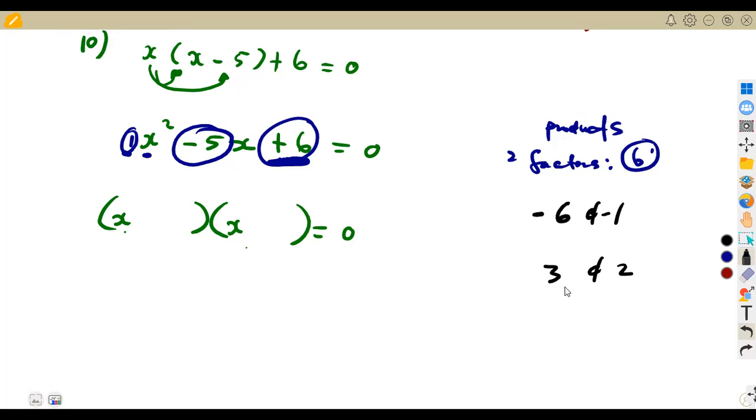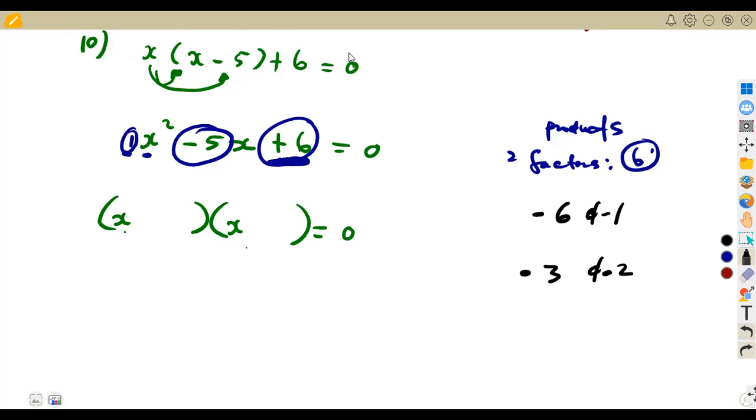Yes, if you multiply 3 and 2, we get a positive 6. But if we add 3 plus 2, we get a positive 5, not a negative 5. So what do we do? We are supposed to get a positive 6. So this must be negative, and this also must be negative. Negative times a negative gives us a positive. If we add negative 3 and negative 2, we get a negative 5.